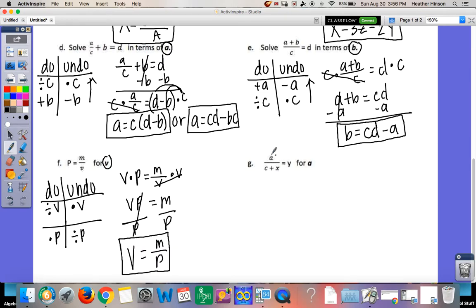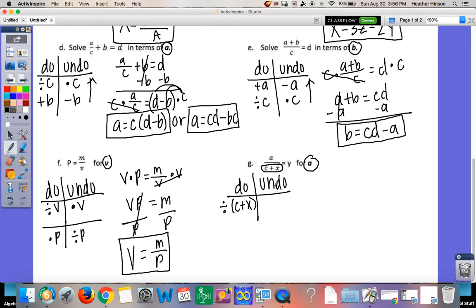Okay, for G, we want to solve for A. So if we make our do-undo table, what's happening to A right now? Well, it's up top all by itself, so there's no addition or subtraction up top, but it's divided by this whole piece on the bottom. Sometimes it's going to have big pieces with it. It does not matter if it's multiple letters or one letter. It's dividing the entire piece on the bottom.